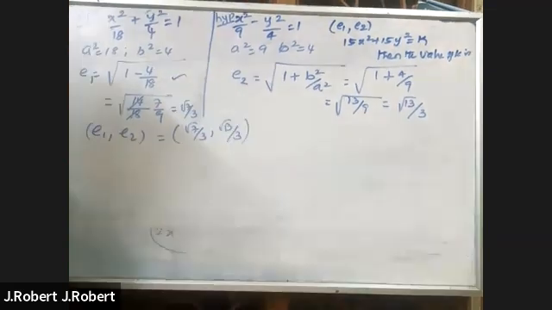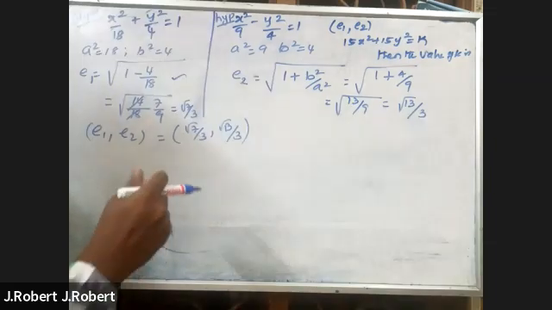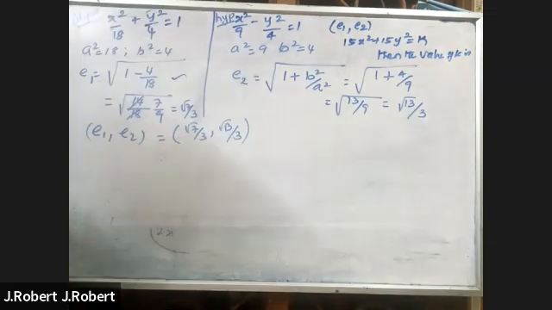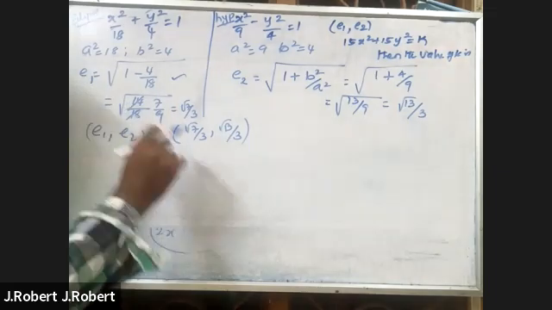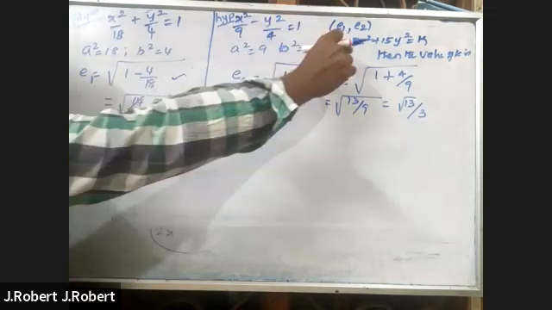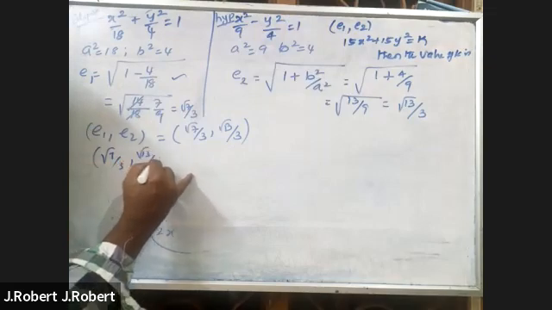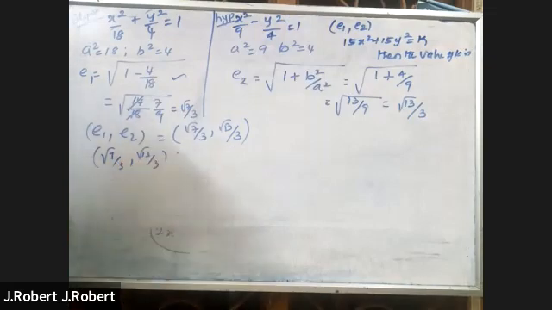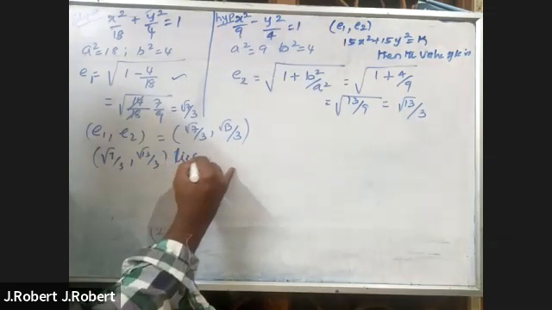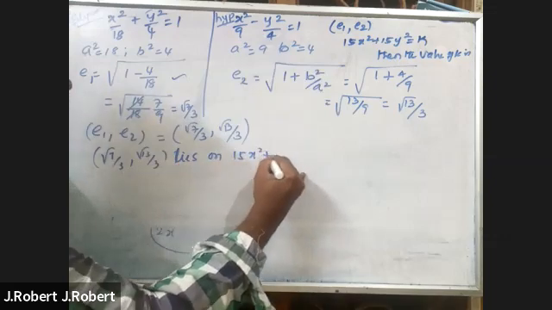By 3, which is equal to root 13 by 3. So it passes through the point root 7, root 13 by 3. Here, the thing you need to notice is that the point E1, E2 passes through that one. So root 7 by 3, root 13 by 3 passes, it lies on the ellipse.